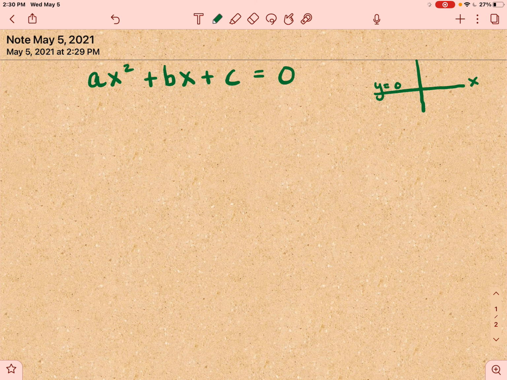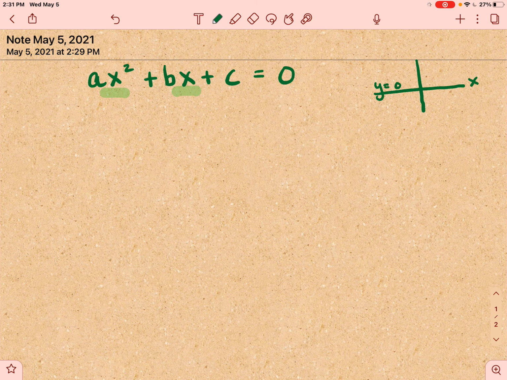Sometimes we get 2 crossing places, sometimes we get 1 crossing place where it just touches, and sometimes we get no crossing places if it's just floating above or below and never crosses. So the objective here is to solve for x, and we have problems solving for x squared and x at the same time. So let's see if we can't tame this beast.